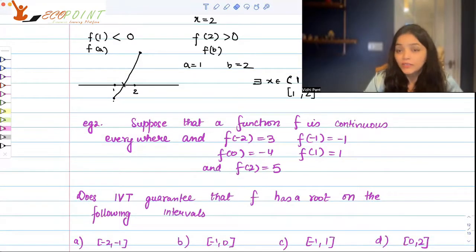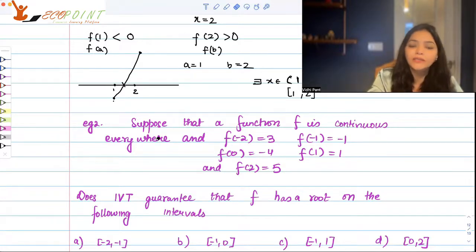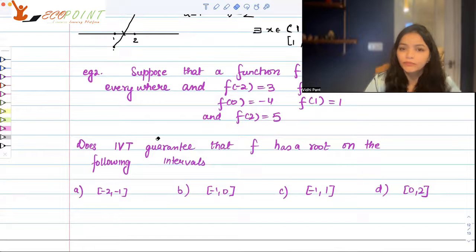Let's use this concept in another question. So you have to tell me, suppose that a function f is continuous everywhere and f of -2 is 3, f of -1 is -1, f of 0 is -4, f of 1 is 1 and f of 2 is 5. Does IVT, the intermediate value theorem, guarantee that f has a root on the following intervals? -2 to -1, -1 to 0, -1 to 1, 0 to 2.